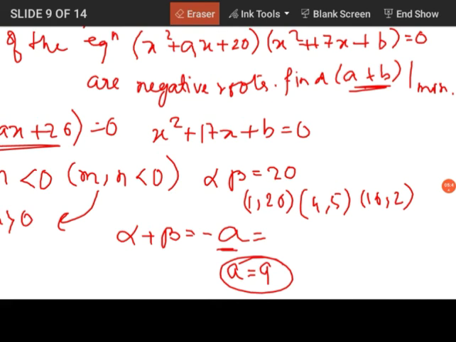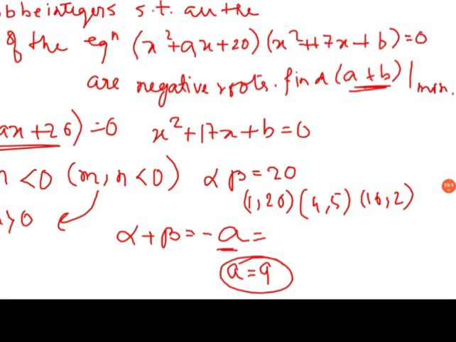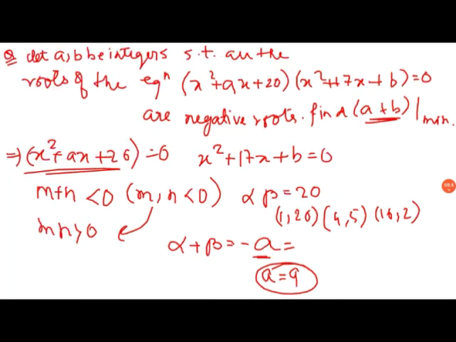And if you are having this doubt, then it's a suggestion for you that don't prepare for PRMO. Okay, now let's move on to the second equation, that is x square plus 17x plus b.